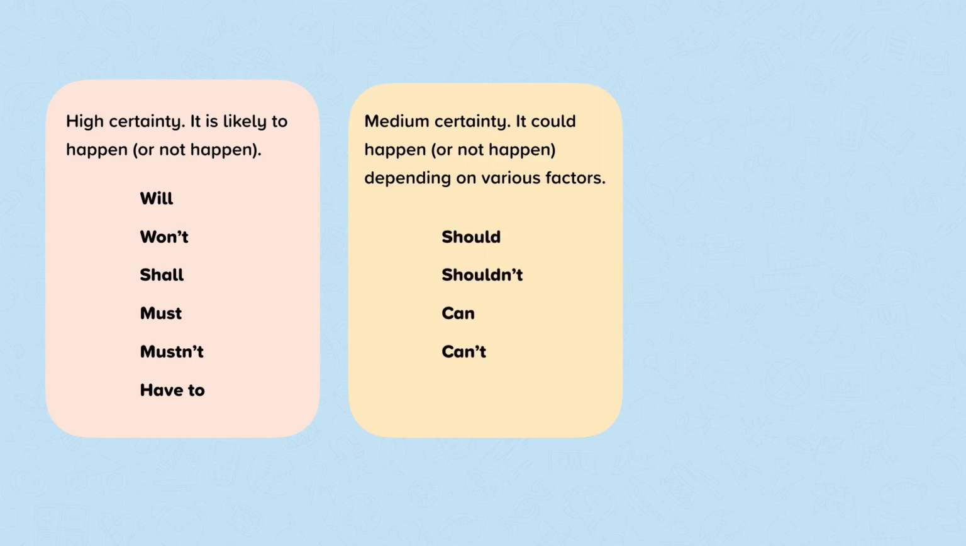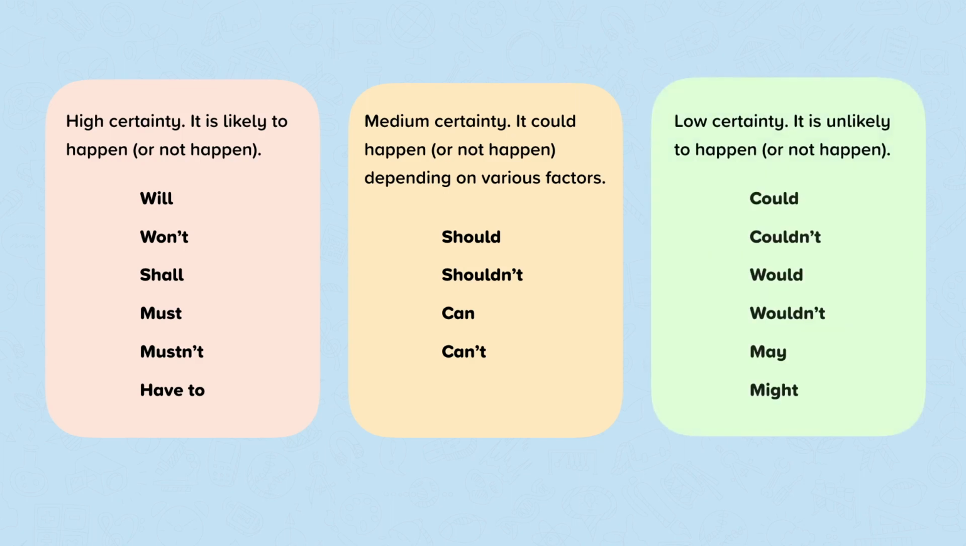These are medium certainty. It could happen or not happen depending on various factors. Should, shouldn't, can, can't. And low certainty. It is unlikely to happen or not happen. Could, couldn't, would, wouldn't, may, or might.